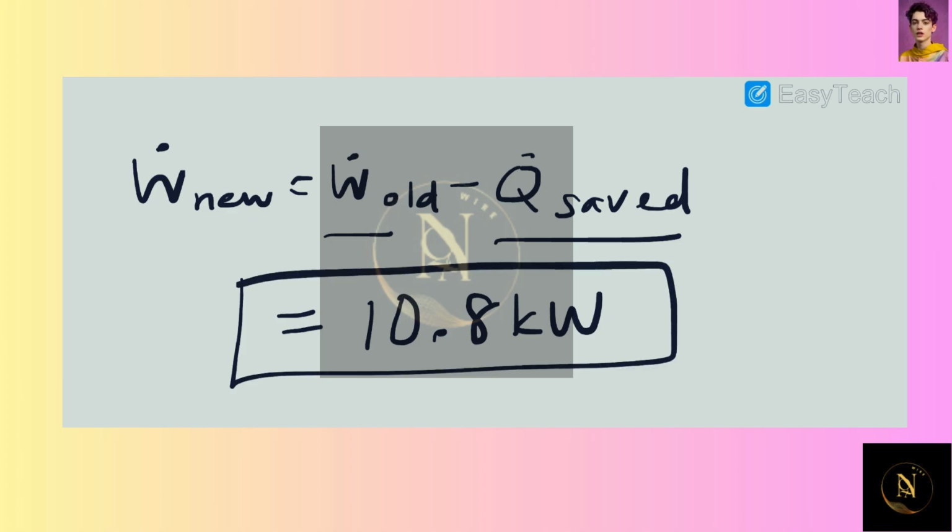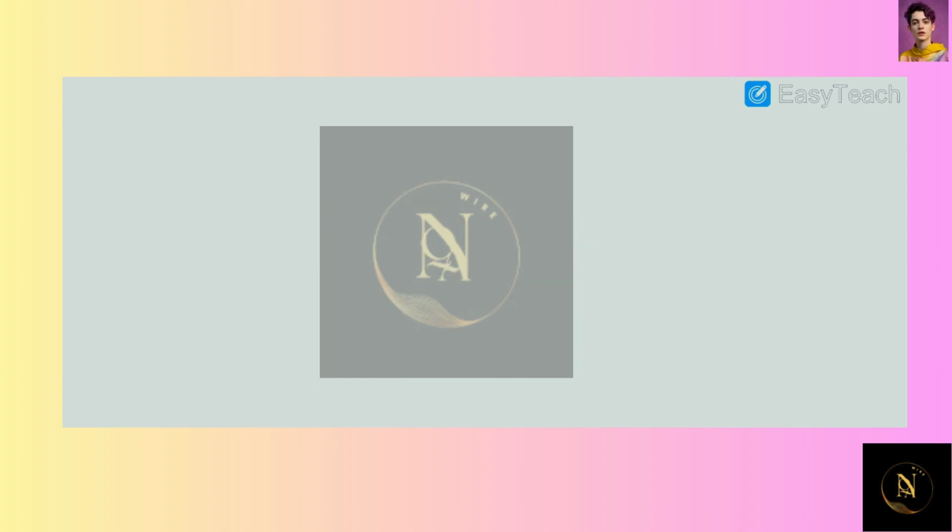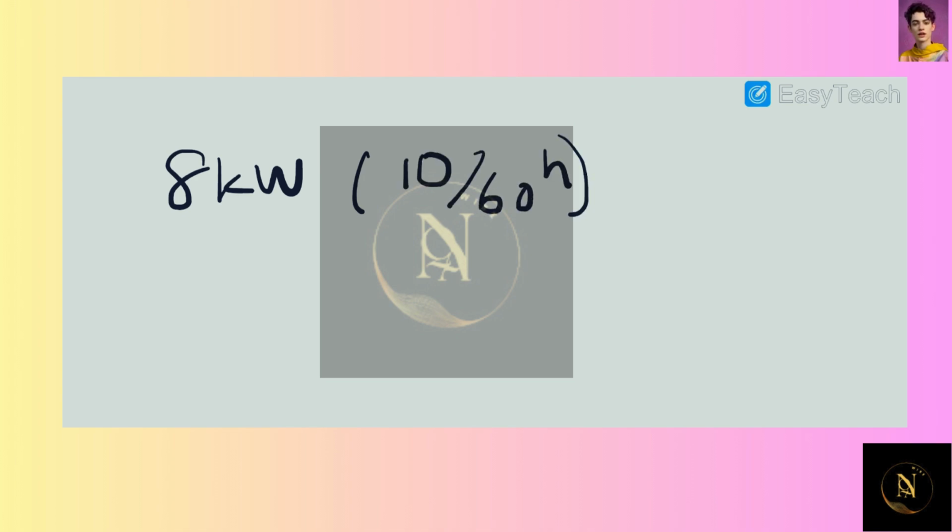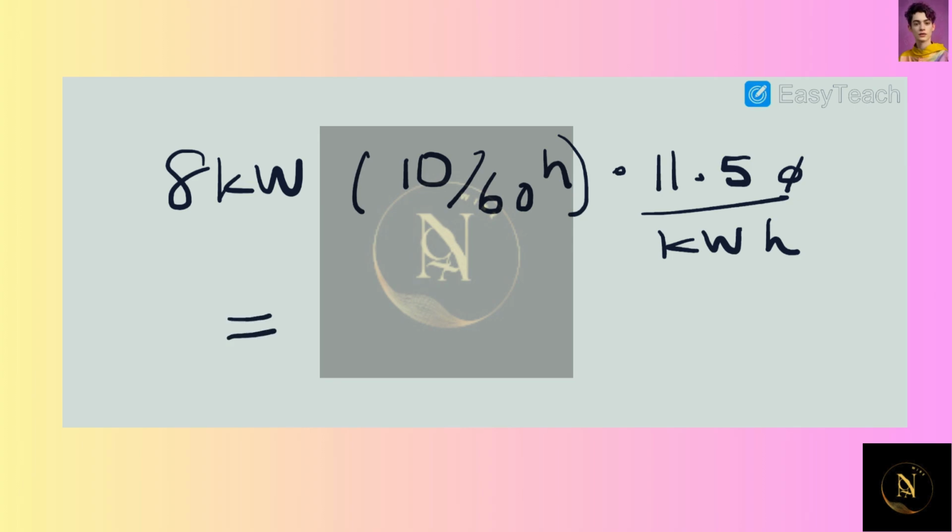Lastly, we're asked to solve for the amount of money that is saved by using this new system. We know that each kilowatt hour is 11.5 cents. So since we are saving 8 kilowatts, we can say 8 kilowatts times 10 over 60 hours times the rate, which is 11.5 cents per kilowatt hour, gives us a total savings of 15.3 cents over the course of a 10-minute shower. And that's our final answer.